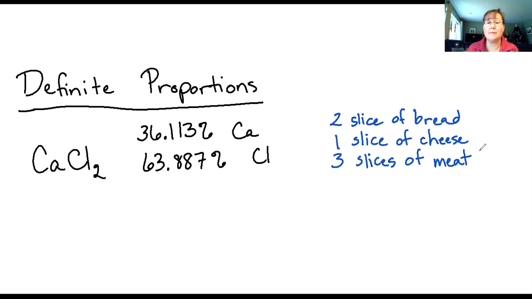If you're a vegetarian, substitute something else. This is just for illustrative purposes. Okay, so what this means is that our ratio of bread to cheese, for example, is maybe 2 to 1. Our ratio in this example of bread to meat would be 2 to 3.